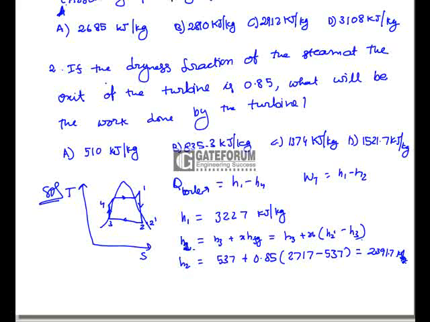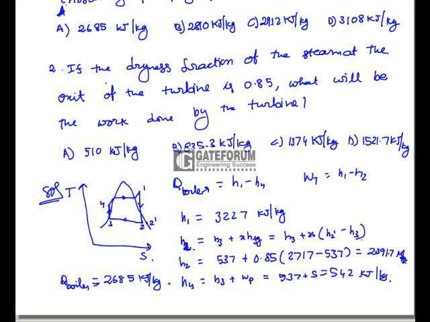Also we will have to find that H4 value. H4 is nothing but H3 plus pump work, and here pump work is given by 5 kJ per kg, and H3 is equal to 537, so that it is 537 plus 5 is equal to 542 kJ per kg. Now substitute these two values in the heat transferred in the boiler and work done by the turbine, so that here heat transferred by the boiler is equal to H1 minus H4, which gives a value of 2685 kJ per kg. So in the option, the right option is A.